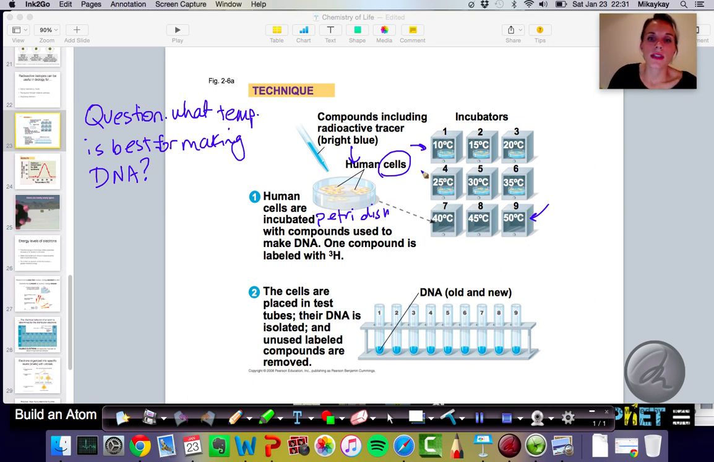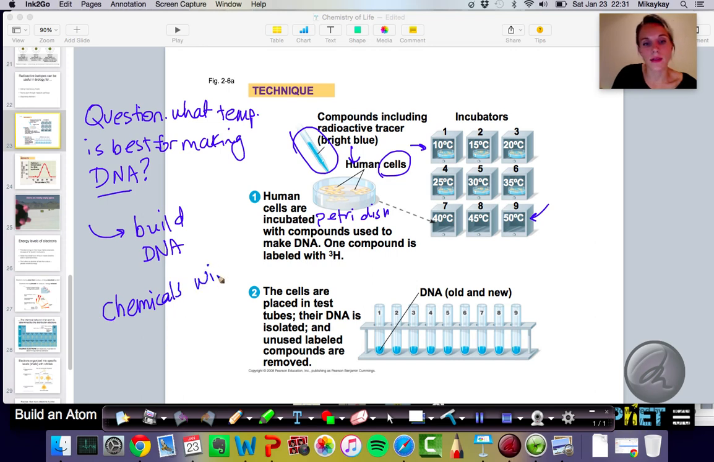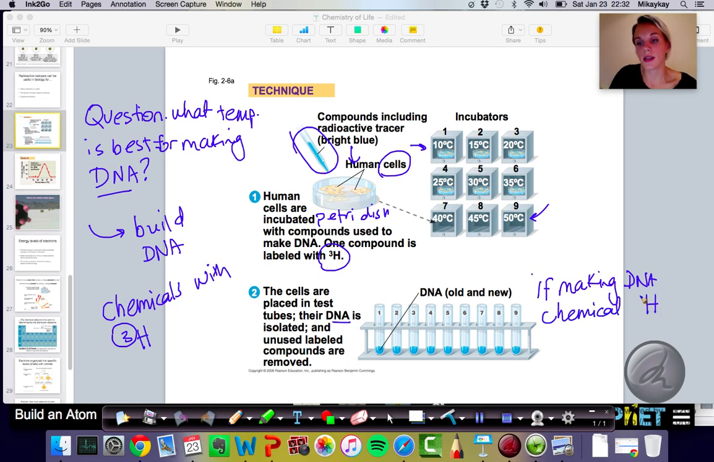And what scientists did is they added some chemicals there that would be needed by those cells to make DNA, right? Because when they're making DNA, the cells are going to be taking in various chemicals to build their DNA. And what they did was they put in chemicals that contained a radioactive hydrogen isotope that has a mass number of 3. And this hydrogen can be measured, right? And so if these cells are making DNA, they're going to use some of this material that's put around them, some of these chemicals, and that means that they're going to be using this isotope of hydrogen.